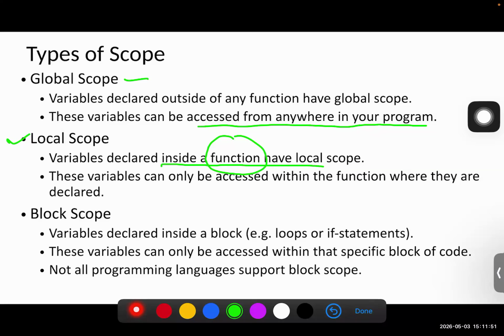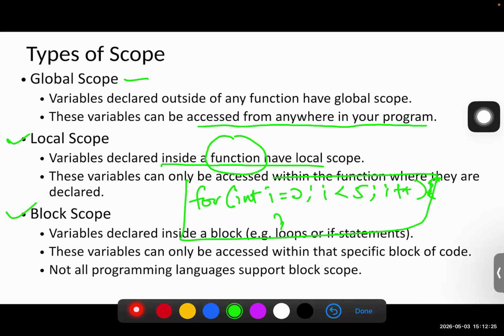Those variables only exist inside particular functions. Okay? Then we have block scope. Block scope variables are like local variables, but the only difference is that they exist inside particular blocks. So for example, if I have a for loop and I create int i, set it equal to 0, i must not be more than 5, i++. Notice that the place I have created this, this i is an example of a block scope variable.